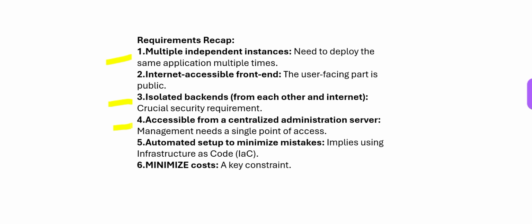You want automated setup to minimize mistakes. So in this case, automated can be usage of infrastructure as code, and you want to minimize cost. So this is acting like a constraint. It has to contain the cost.